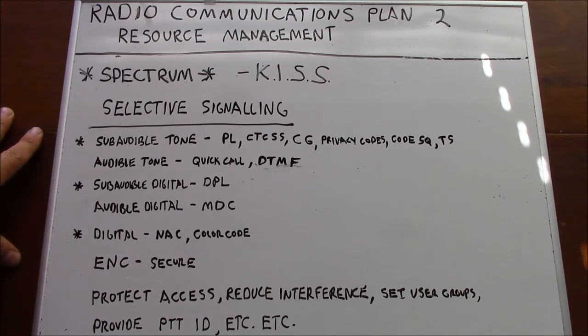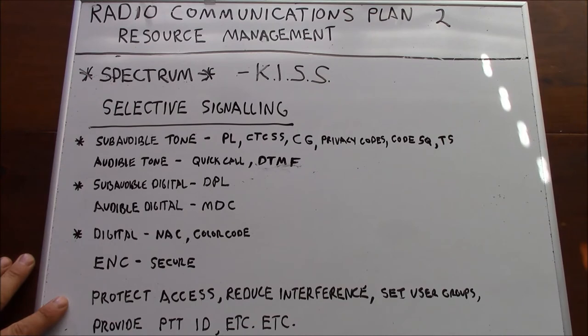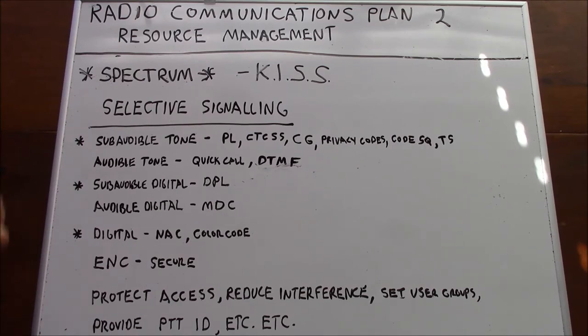Now we're going to discuss selective signaling. Selective signaling's purpose is to protect access and reduce interference. You can set user groups, provide push-to-talk ID, and so on. When you're running a radio in carrier squelch mode or open squelch mode, whatever radio traffic occurs on that frequency, whether or not it's directed at you, is going to be received by your equipment. Selective signaling inhibits that. It allows that traffic to be routed towards you through very simple means in most cases.